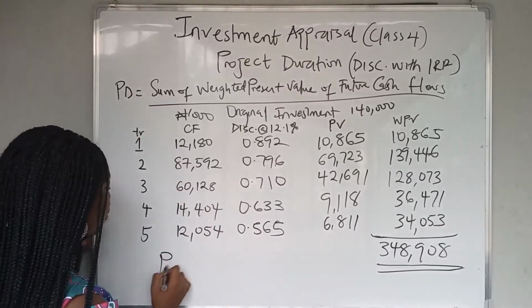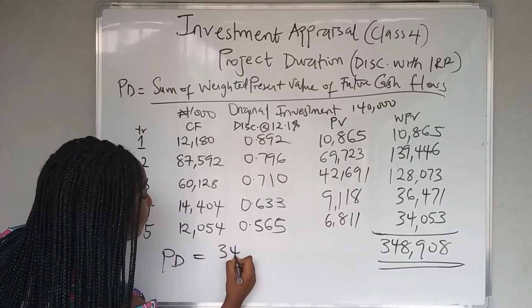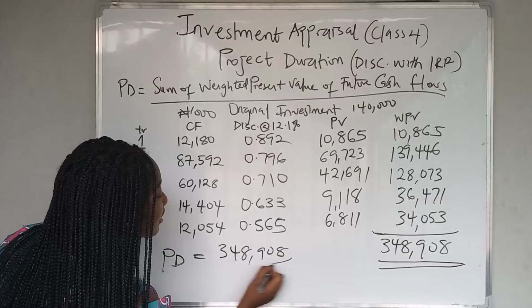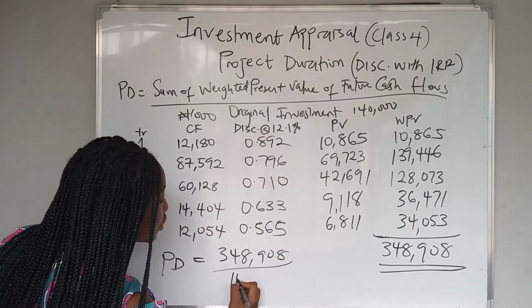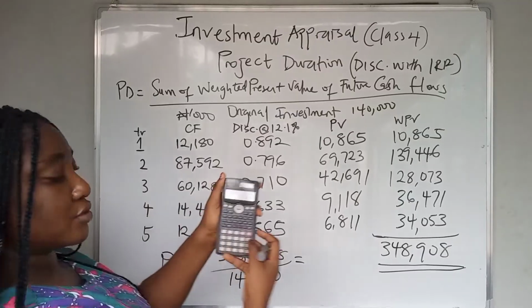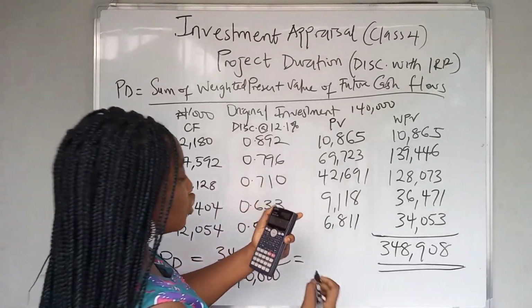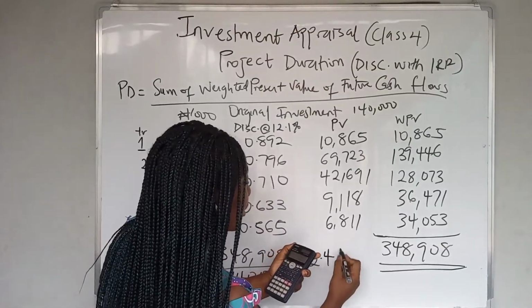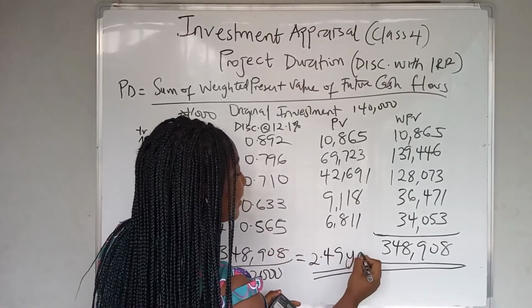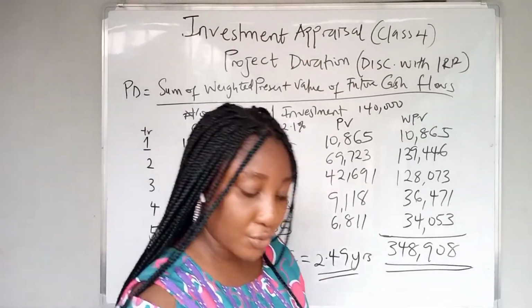Now, your project duration, which is the sum of weighted PV, which you have gotten to be 348,908, divided by original investment of how much? 140,000. That gives you 2.49 years. Okay, so that's how to calculate project duration from the first approach.